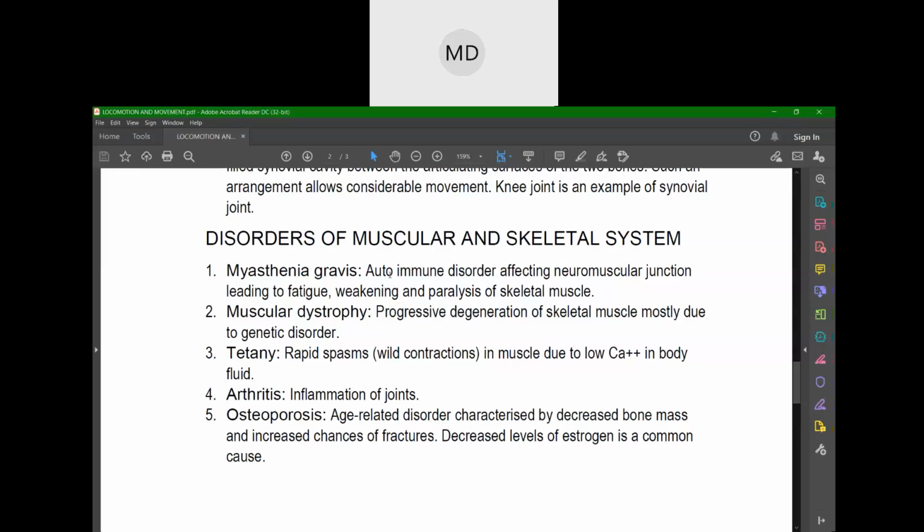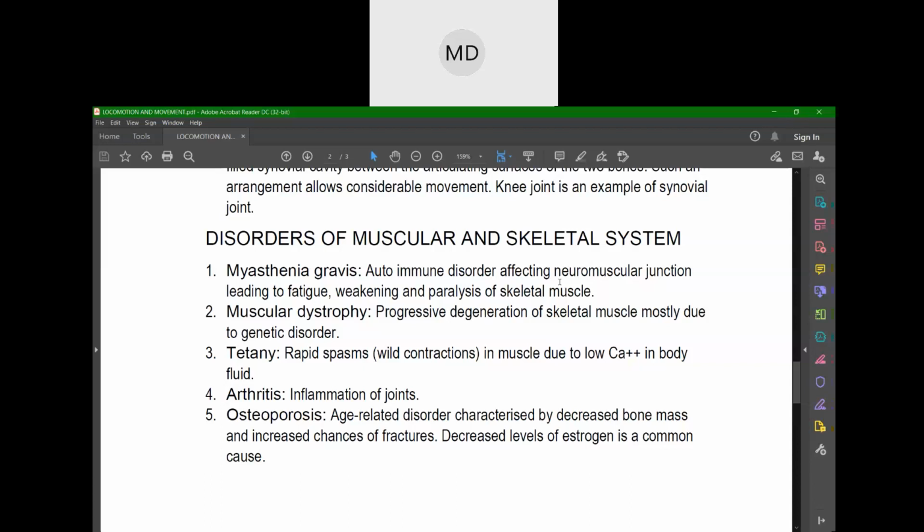But in this disease, the immune system will go and attack the healthy cells. That type of disease is known as an autoimmune disorder. Okay, autoimmune disorder means it is a disease in which the immune system will go and attack the healthy cells. In this case, it will affect the neuromuscular junction. Okay, junction means joints, you can say.